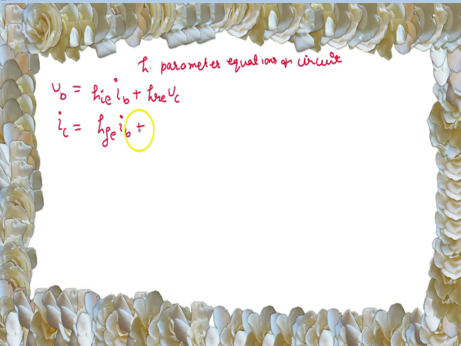This is the two H parameter equations. This is for common emitter. Emitter is grounded and input is the base. Input is given to base, and by a sign convention we put it here a positive negative sign. This is just a convention, not the actual.